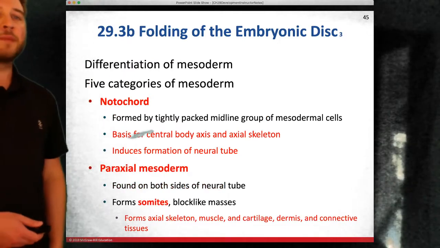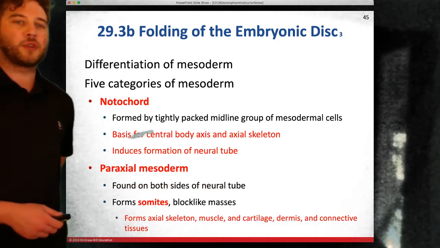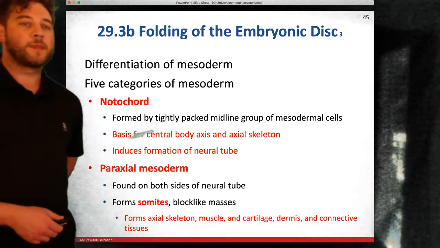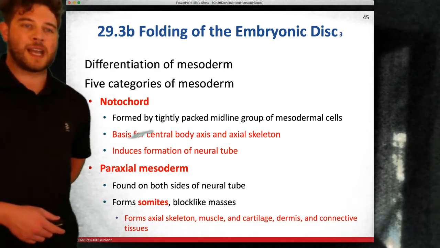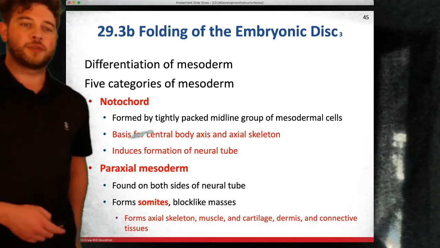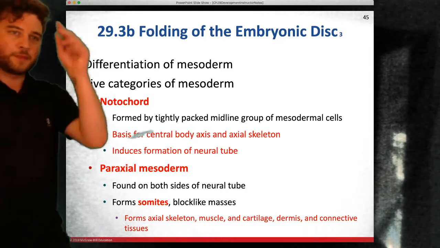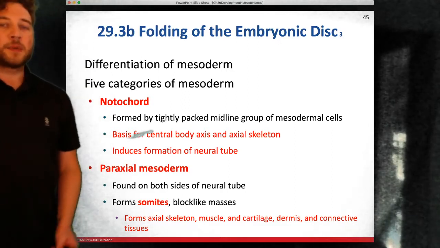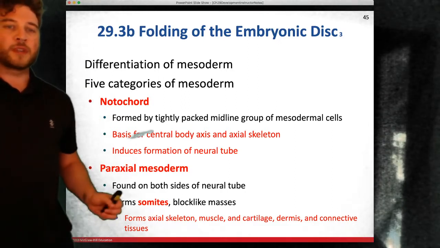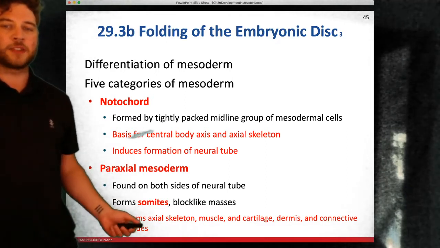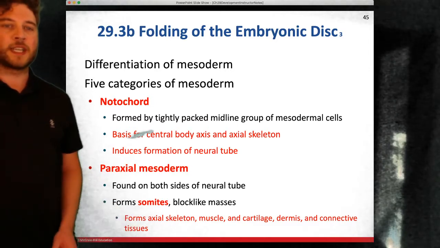The mesoderm. There are 5 categories. You have the notochord, formed by tightly packed midline cells. It's the basis for the central body axis and axial skeleton, and induces formation of the neural tube, which eventually does become your CNS. The paraxial mesoderm forms on either side of the tube, forms somites that form the axial skeleton, muscle, cartilage, dermis, and connective tissues.